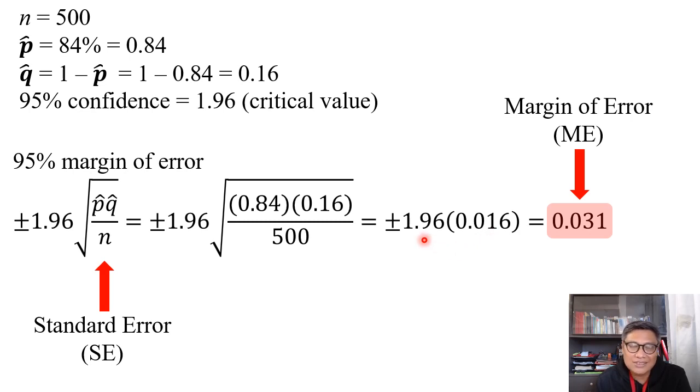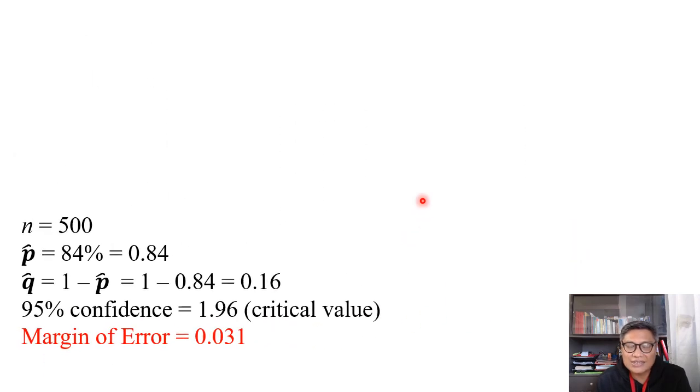Then multiply this by 1.96. The result is the margin of error. This is 0.031. In percentage, this is about 3.1%. This is what we will subtract from and add to the point estimate, your p hat, which is 0.84. Again, before we convert this into percentage, we always use the proportion as our base in solving.